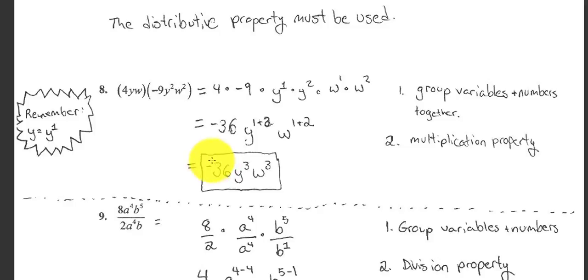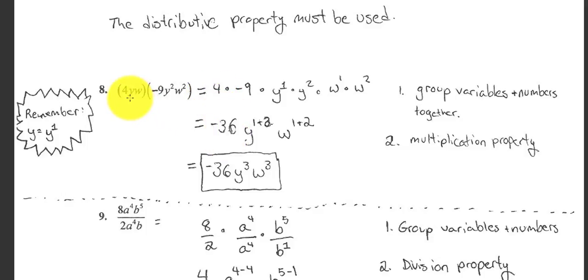Number 8. Okay, so there's a little note here that says, remember, y equals y to the 1, right? Anytime there's no number written above the y or the w, we assume that there's really a 1 there. So when we multiply these 2 terms, the 4 and the -9 go together. That gives me the -36.